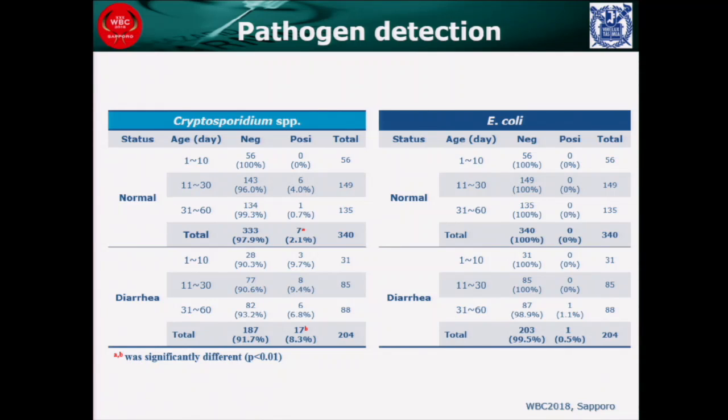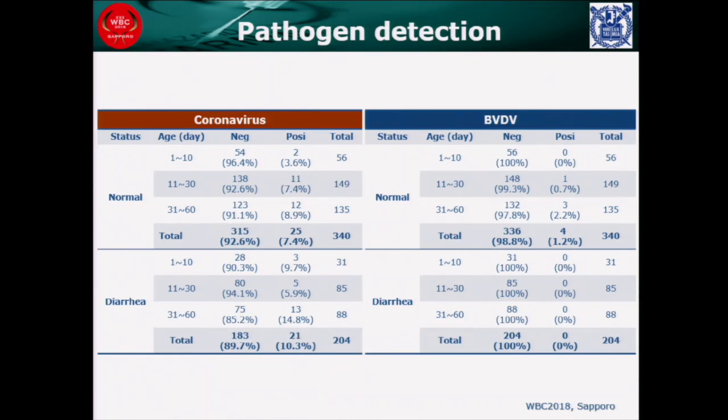So we analyzed our samples by sample status and also age group, and we found that in Cryptosporidium species infection, the normal and diarrhea groups showed significant differences. However, we found only 1 E. coli K99 in the diarrhea group. We also found coronavirus in the normal and diarrhea groups, but there was no significance, and we only found 4 BVDV in the normal group.